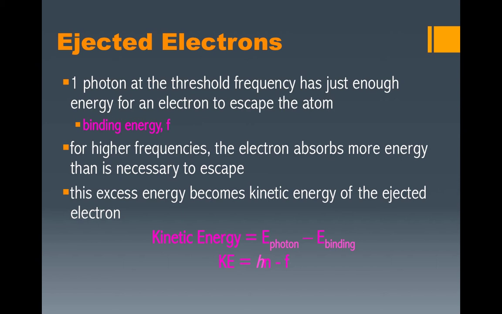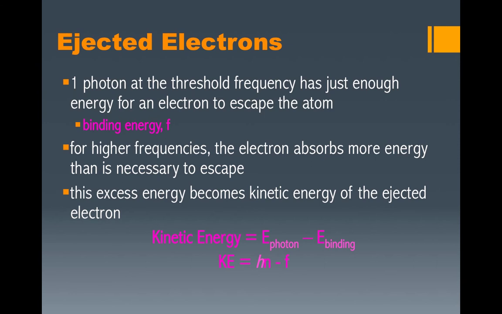Once a photon has a threshold frequency for an electron to escape, it is released. We say that this is related to what we call the binding energy. So the binding energy is the energy needed to bind an electron to the nucleus.